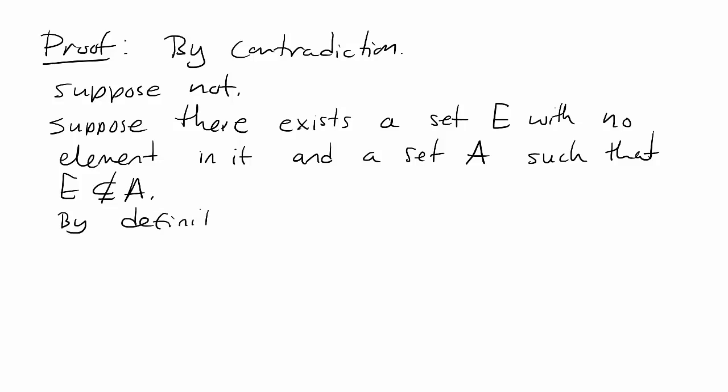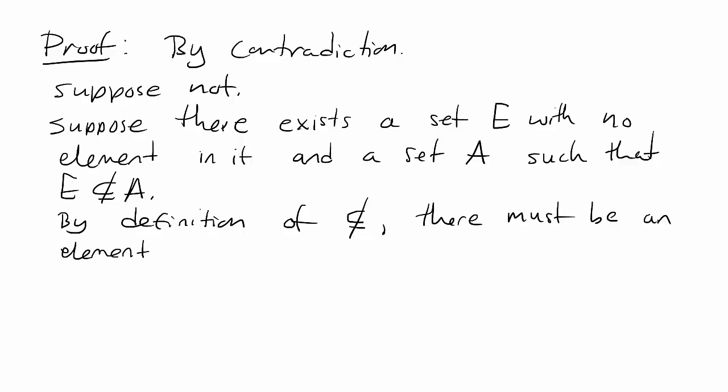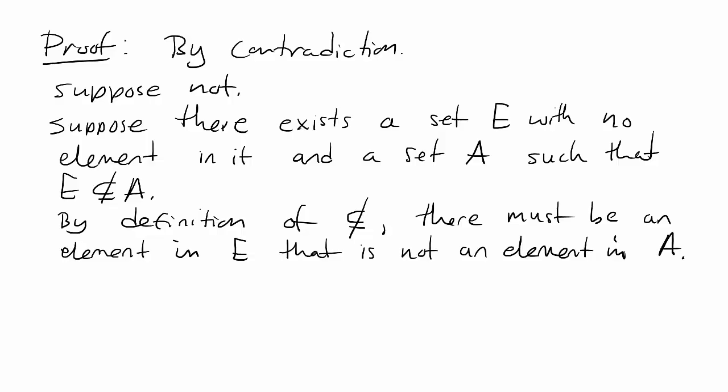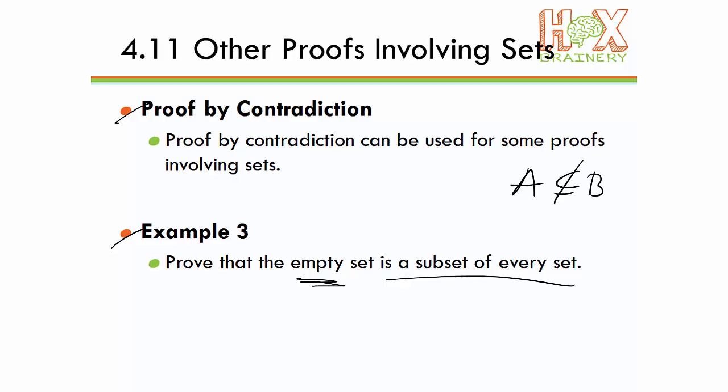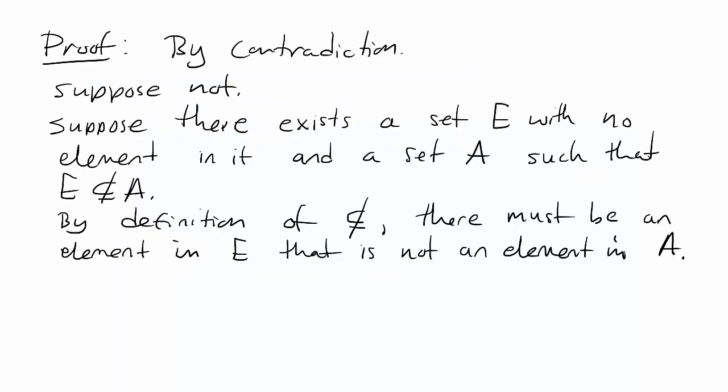By definition of not a subset, there must be an element in E that is not an element in A. Remember, just go back for a second, if A is not a subset of B, then A has to have some element in it that's not in B. So if the set E, which is an empty set, is not a subset of A, then it has to have some element in it that's not in A.